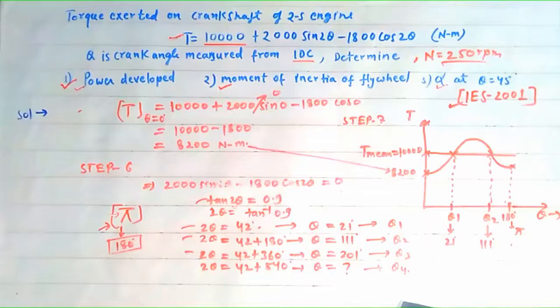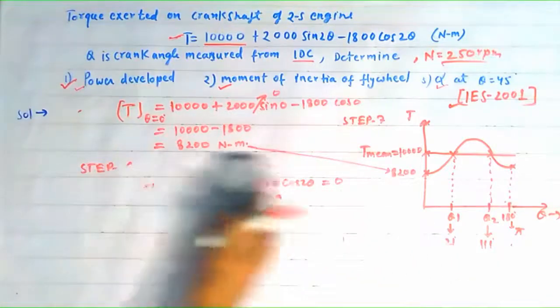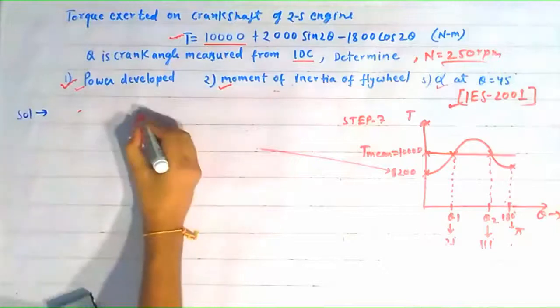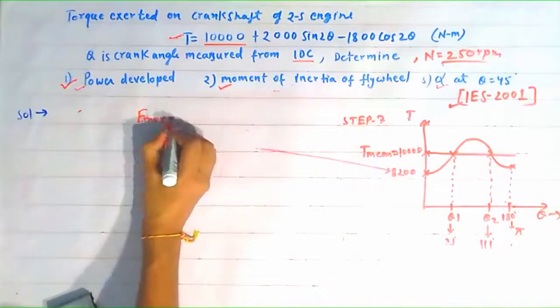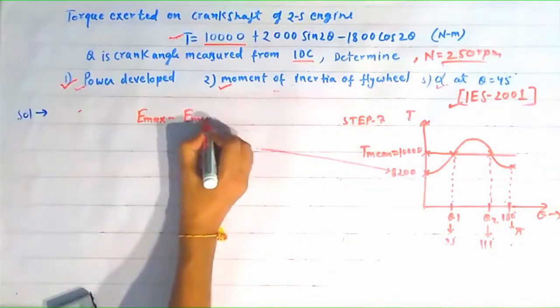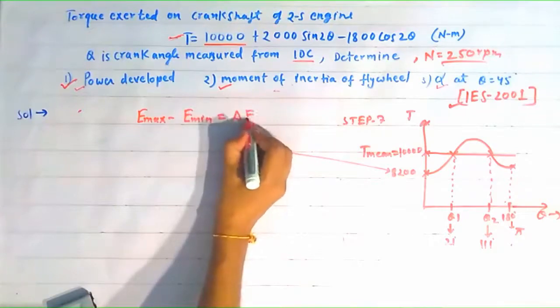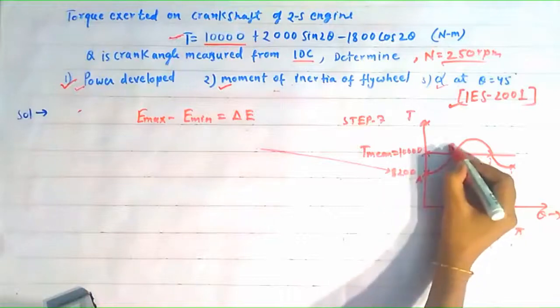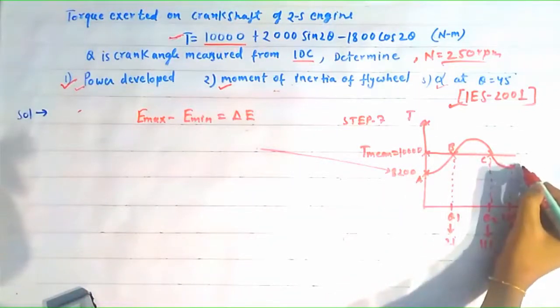Once we have drawn the T versus theta diagram, the next step is to calculate the maximum fluctuation of energy. So we know that friends, the maximum fluctuation of energy is the maximum energy in the cycle minus the minimum energy in the cycle, which is denoted by delta E. Now friends, suppose this is the point A, this is the point B, this is the point C, and this is the point E.